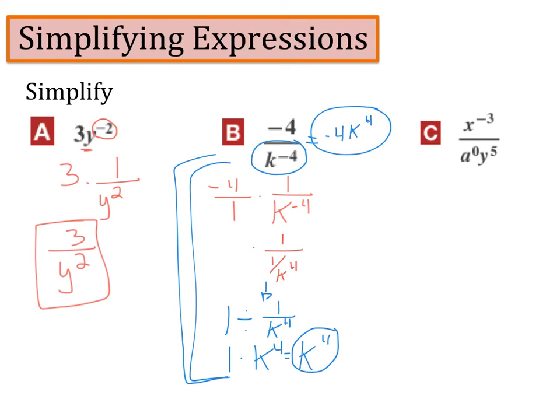Alright, last problem. We have x to the negative 3 divided by a raised to the 0 times y to the 5th. So we'll work with this x to the negative 3. That's going to be written as 1 over x to the 3rd. We know that a to the 0 is just going to be 1, and y to the 5th remains untouched, leaving our final expression as 1 over x to the 3rd, y to the 5th.